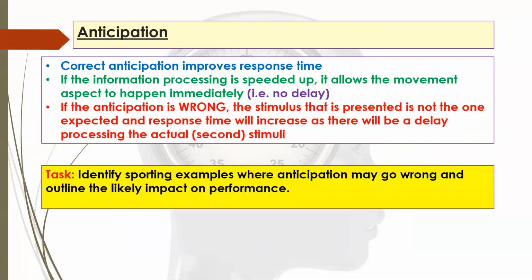So can you give some sporting examples where anticipation might go wrong, and what's the likely outcome of that initial anticipation not working in your favor? Just work through one or two examples there. Pause the video, just think carefully. When might you anticipate something? Where might that then go wrong? And what would be the outcome in the sporting context? Okay, pause it there and just complete that for one or two examples.